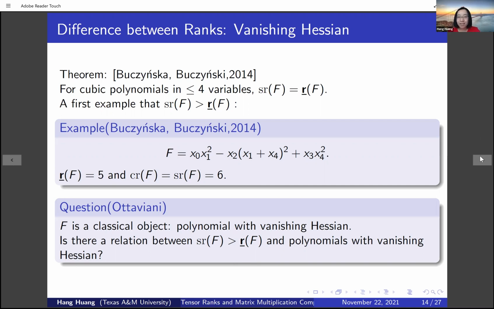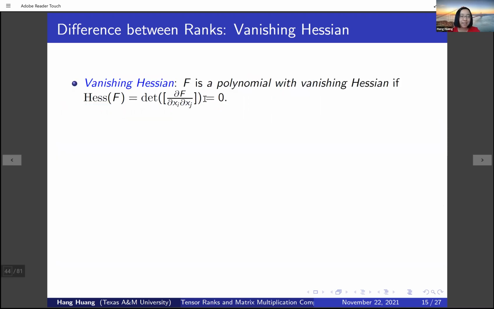So let me recall the definition of polynomials with vanishing Hessian. This is a very easy to check condition. It is the same as saying that if you take the Hessian matrix of your polynomial and you take the determinant of your Hessian matrix, you will always get the 0 polynomial. Then we will say that this is a polynomial with vanishing Hessian. So this is very easy to check. So basically, we answered Ottaviani's question in the positive way in certain cases.